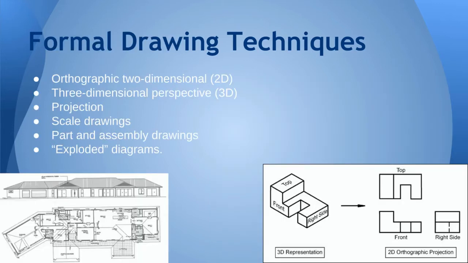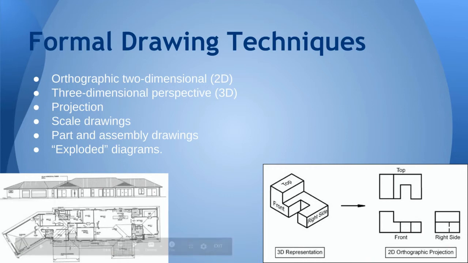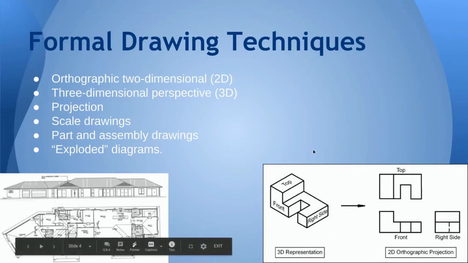Formal drawing techniques. These are all different ways of doing drawing files that you need to be familiar with. The first one, called orthographic, is just a 2D sketch. A good example would be what's on the bottom right over here. This is a 2D view known as orthographic. Three-dimensional perspective, or 3D, would be like an isometric. That could be a good example of 3D.